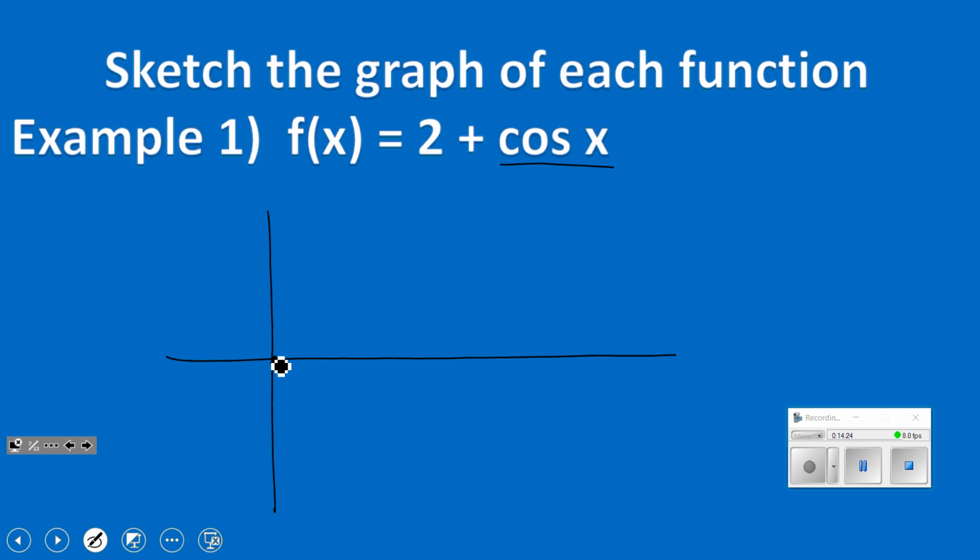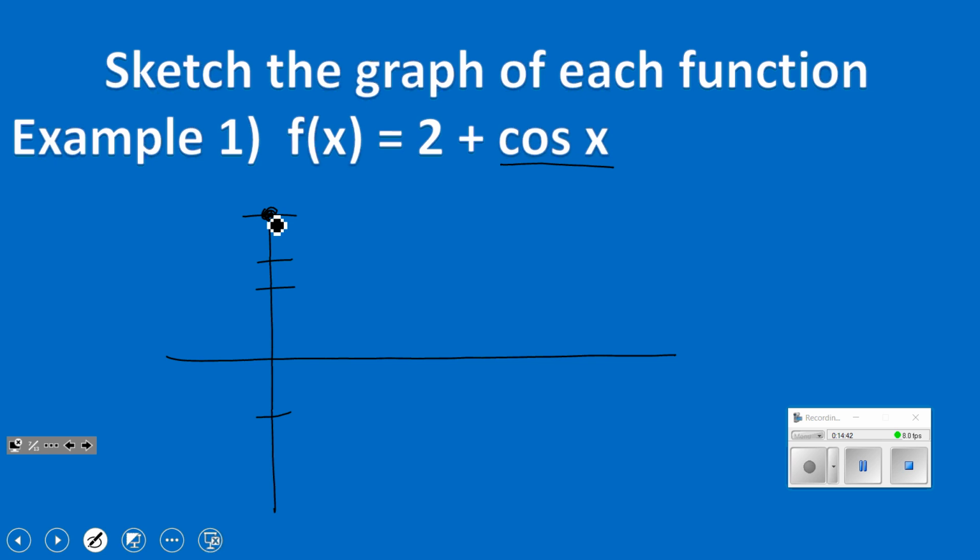So normally cosine is going to be where? Where's the cosine at 0? It's at 1, but then if I add 2 to it, where will it start? 3. Okay, so actually this one's going to go all the way up to 3.